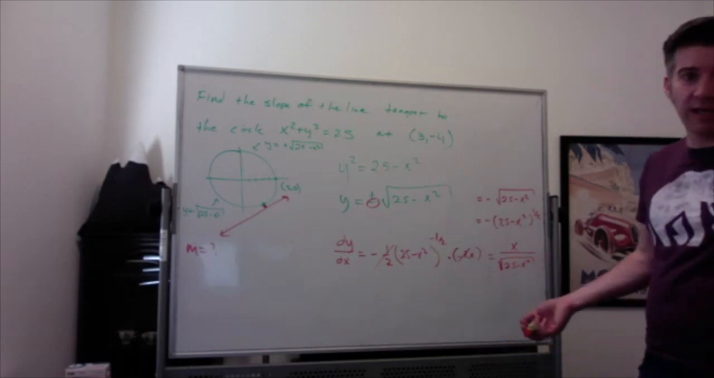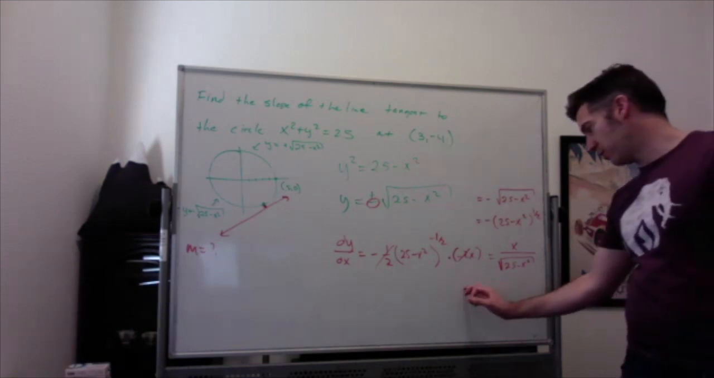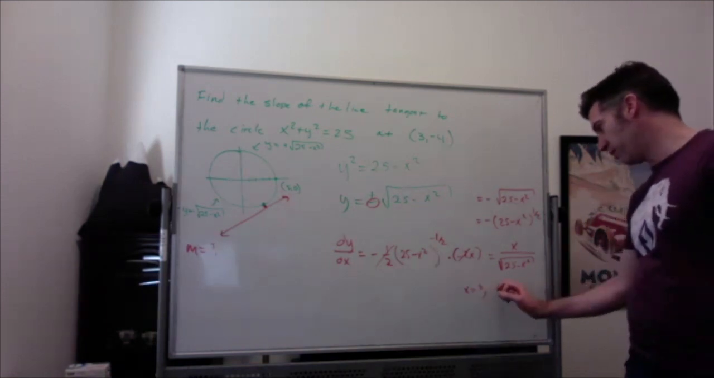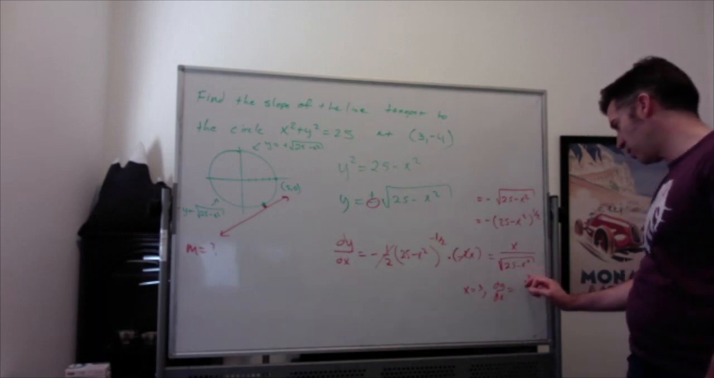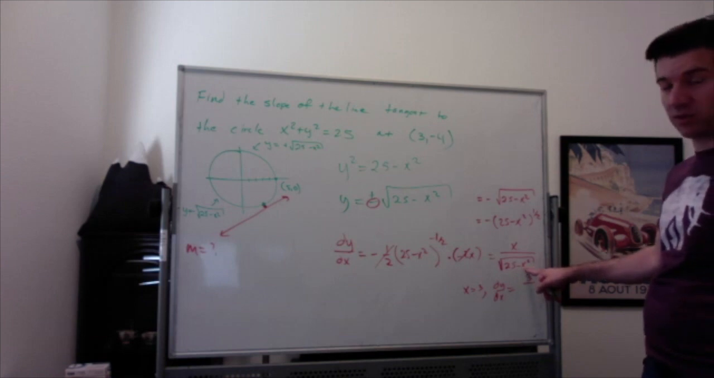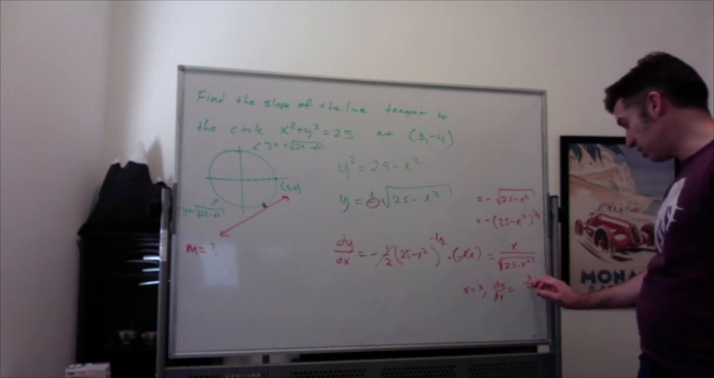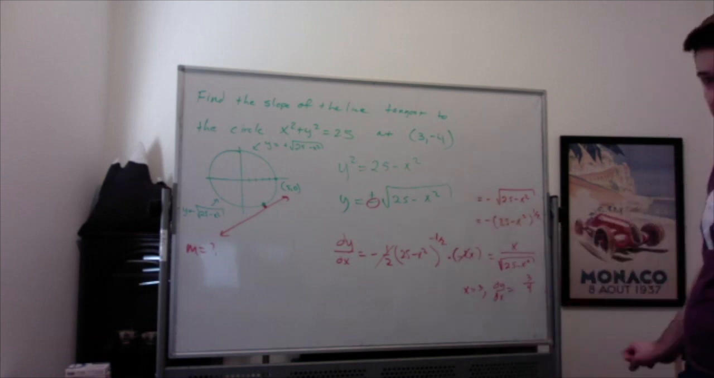And then I can plug in the point where x is equal to 3. If I plug in x equal to 3, I get that the derivative dy dx is equal to 3 over the square root of 25 minus 9, which is the square root of 16, which is 4. So I get a slope of 3/4, which looks like it could be a slope of 3/4. It's definitely positive, so we're good.